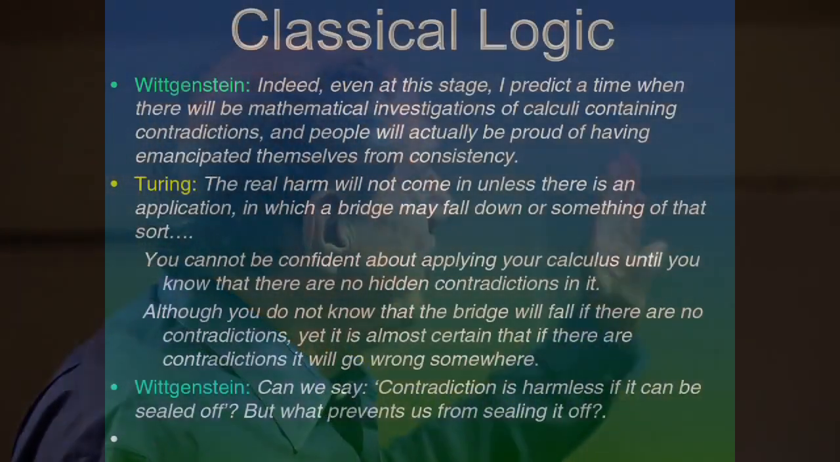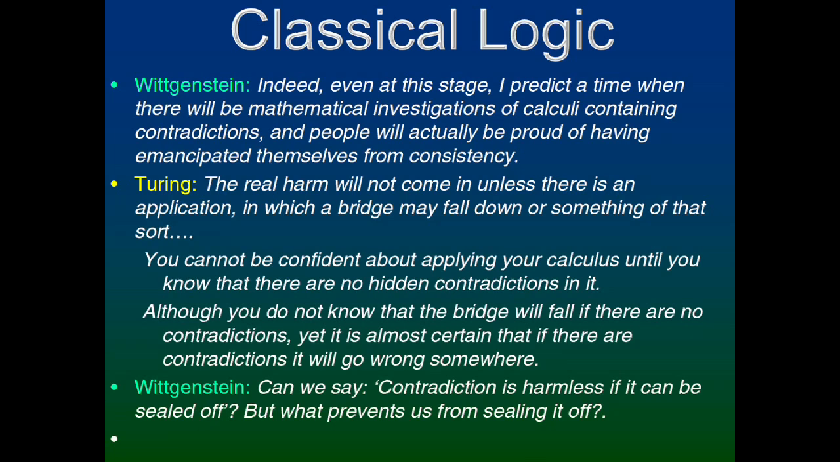Turing comes to Wittgenstein's seminar, right? Young lad that he is. But he's not taking this lying down. Turing says, the real harm will not come unless there's an application, in which case a bridge may fall down, or something of that sort. You cannot be confident about applying your calculus until you know there are no hidden contradictions in it. Although you do not know the bridge will fall, if there are contradictions, it will go wrong somewhere.